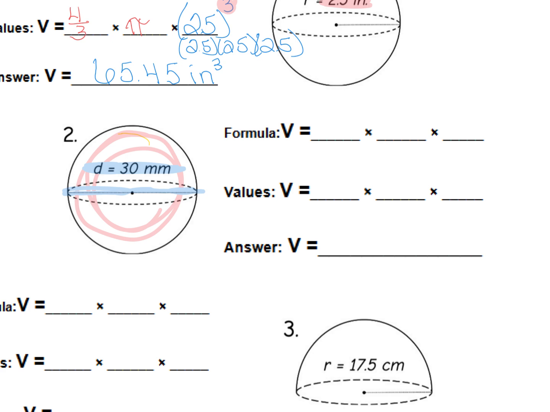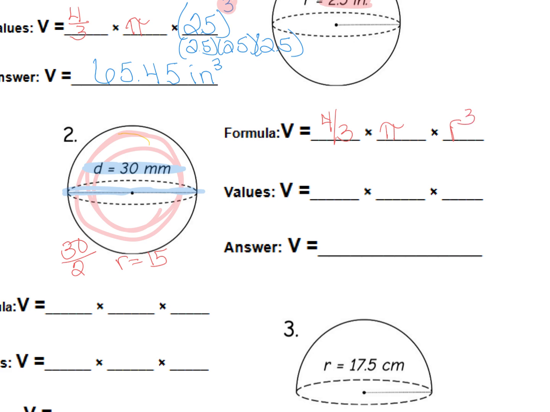So to find radius, just like we found radius in our cylinders and our cones, we are going to take the diameter, which is 30, and divide that by 2. So our radius is 15. Now I'm going to go up into our formula, and looking at our star chart, our formula is 4/3 times our pi and our radius cubed.